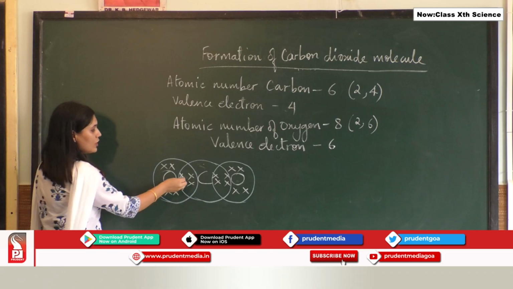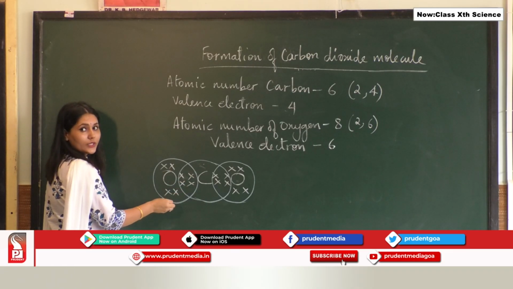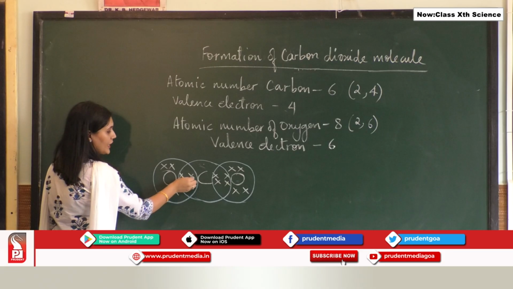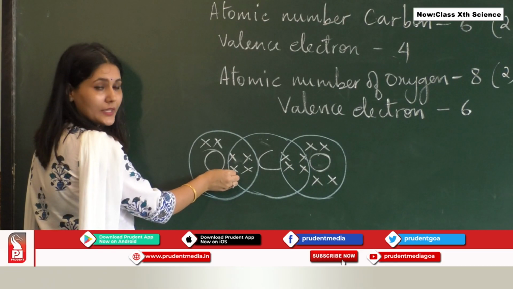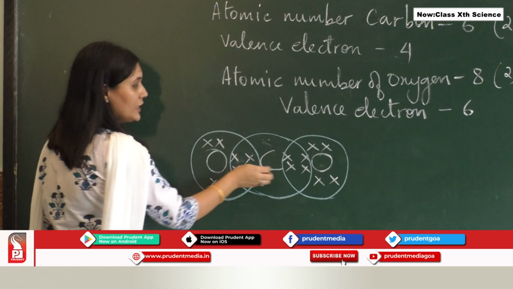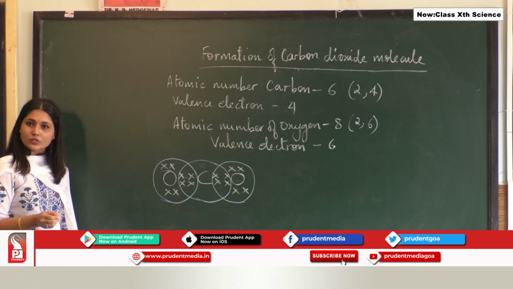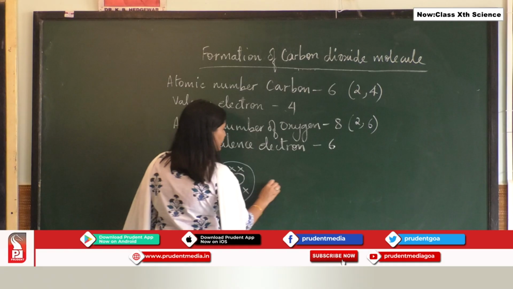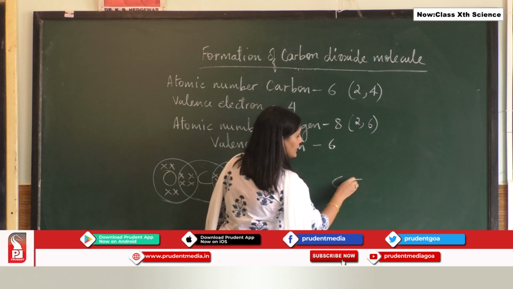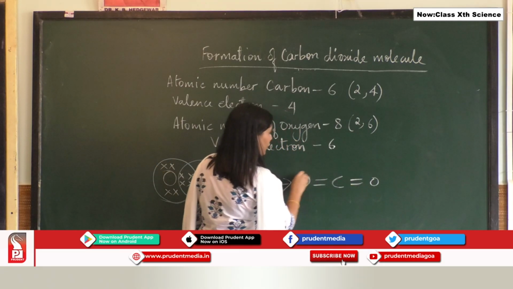Okay. So, let us now count the total number of electron pairs that are being shared. Over here there are 2 electron pairs shared between carbon and oxygen, and over here also there are 2 electron pairs shared between carbon and oxygen. So, the type of molecule that results is C double bond O double bond O.